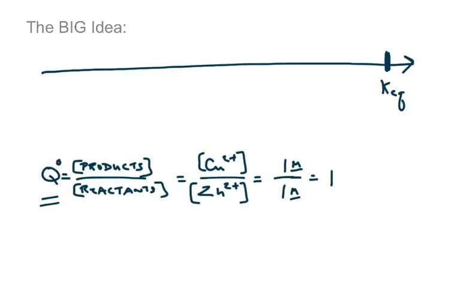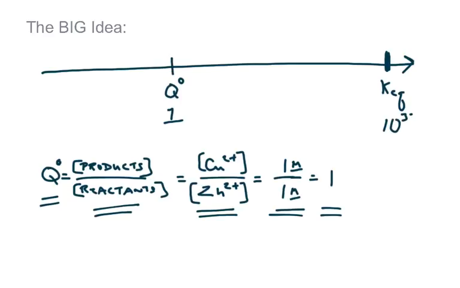And what that was, products over reactants, and in this case we're going to use copper over zinc, and the solids don't show up in this expression. And everything is 1 molar, so Q is going to be 1. And that is always going to be true. So whenever I'm talking about Q at standard conditions, its value is going to be 1. Now in our cell, the K is 10 to the 37.